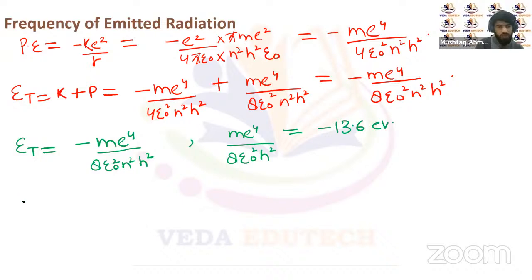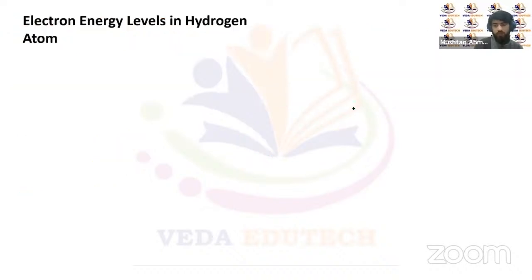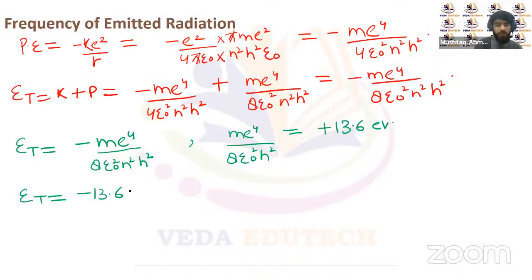So the total energy in the nth orbit of the electron will be equal to minus 13.6 multiplied by 1 upon n square. So this is the energy possessed by the electron in a hydrogen atom in its nth orbit. You can see here the total energy is negative. It means that this electron is bound to this atom.